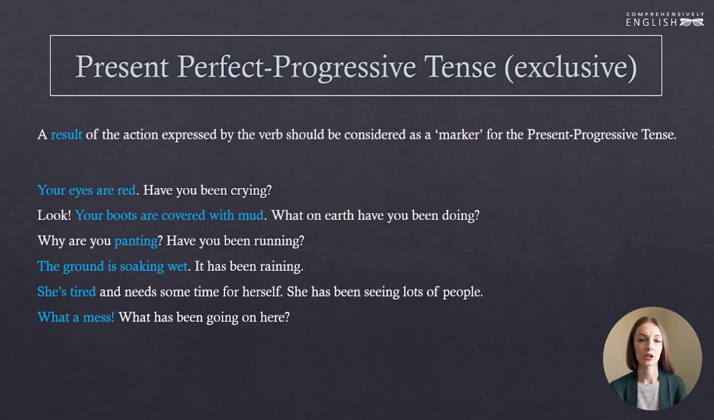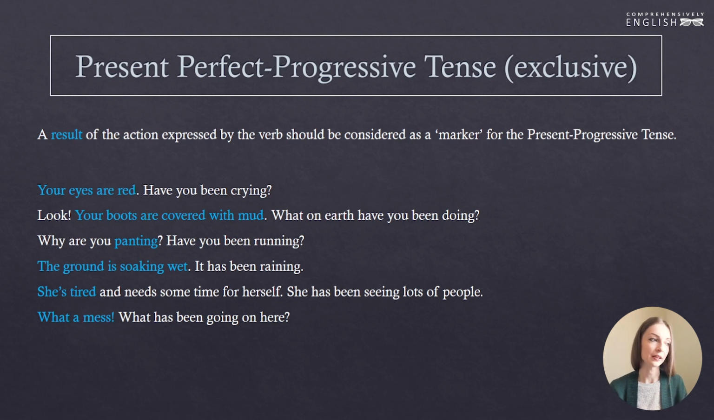This is a situation in which we can find ourselves after a long while. Have you been crying? It should have taken you a while. The action was ongoing. Look, your boots are covered with mud. What on earth have you been doing? Again, we have a result here. That's a kind of result that we could only get doing something for a longer while. Again, to ask, what on earth have you done, is not correct here. What on earth have you been doing for your boots to get that dirty?